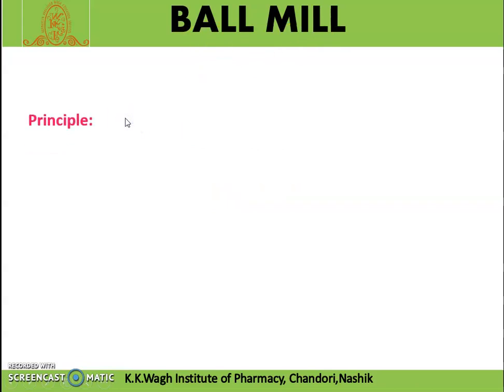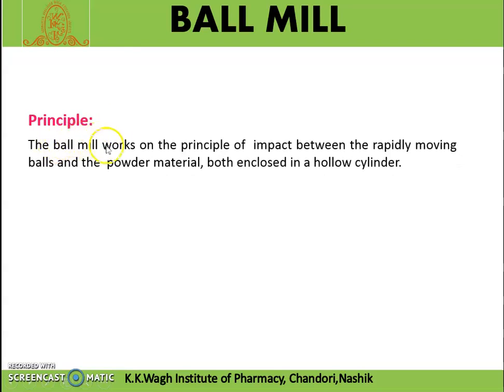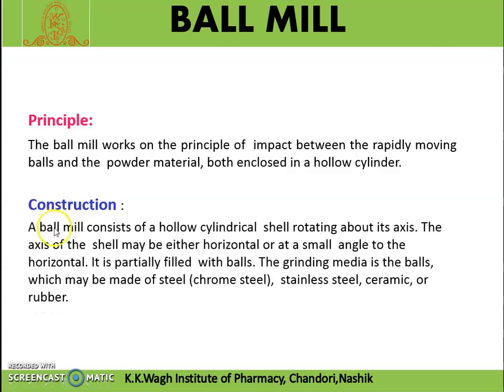The principle behind the ball mill is that it works on the principle of impact between the rapidly moving balls and the powder material, both enclosed in a hollow cylinder. Construction of the ball mill consists of a hollow cylindrical shell rotating about its axis. The axis of the shell may be either horizontal or at a small angle to the horizontal. It is partially filled with balls.